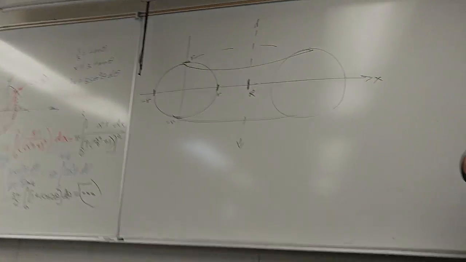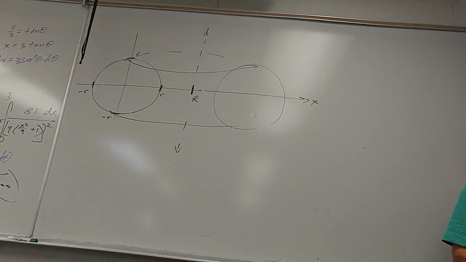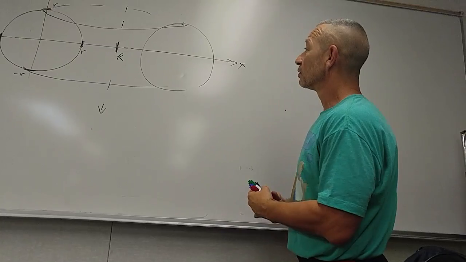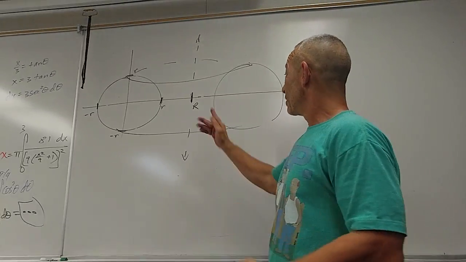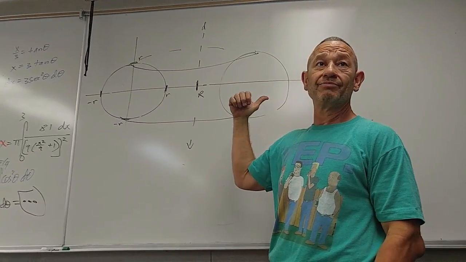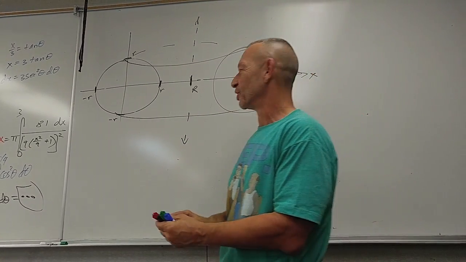How many want disk washer? How many want shell? Shell it is. I would have chosen shell anyway. It's an easier integral. Plus, notice it's a vertical axis of rotation, so shell will be at right angles to that. It's an x integral, which is always a little more comforting, right?